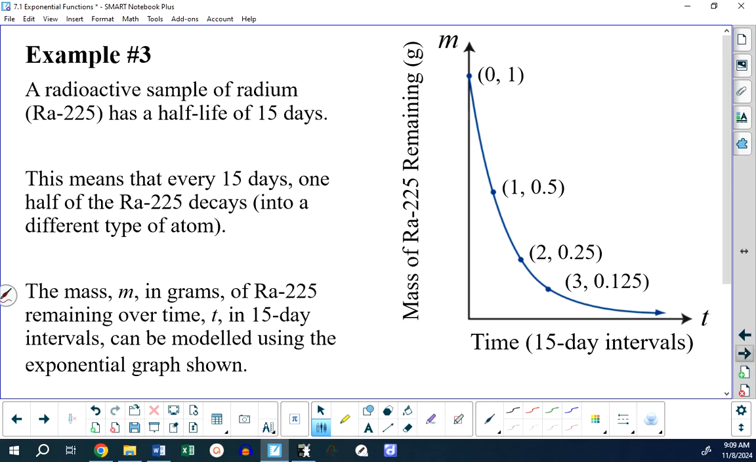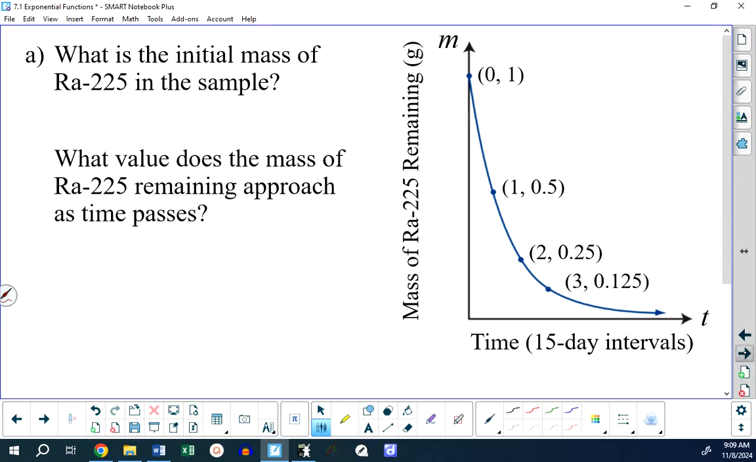The mass is shown to you as a function of time in 15-day intervals. So now the question, what is the initial mass of radium-225 in the sample? Well, initial means at t equals 0. That's what initial means. Initially means at the beginning. And according to this, at the beginning, it's 1 gram. T equals 0, mass equals 1 gram.